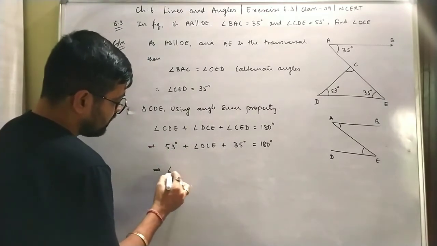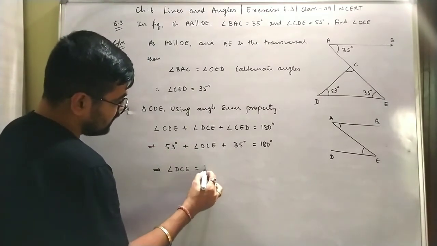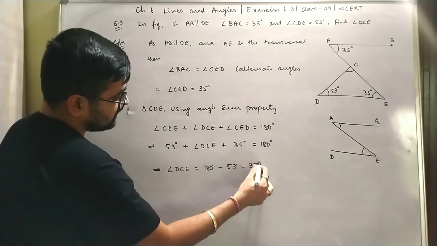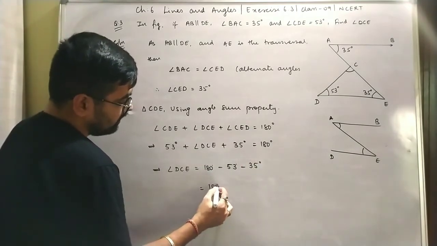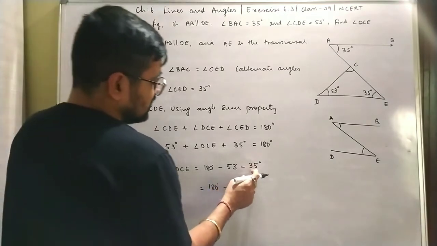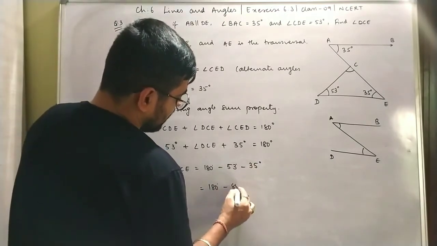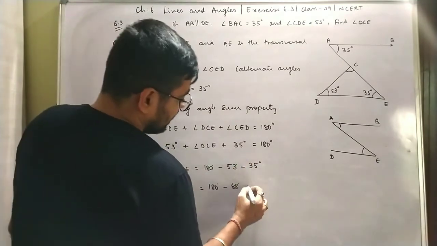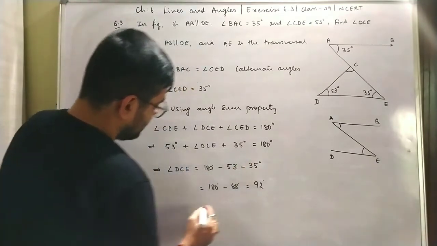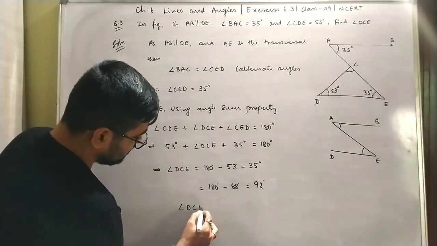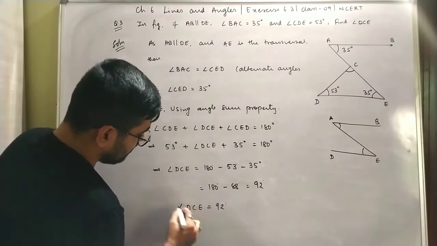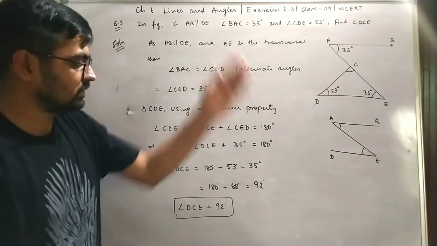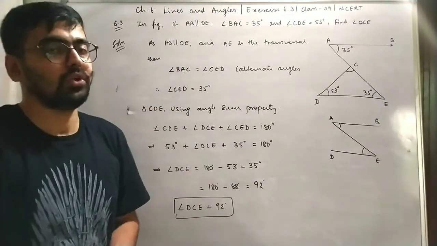So what will be my angle DCE? 180 minus 53 minus 35. So it will be 180 minus. So how much is this? 53 plus 35, both are 88. So from 180 take away 80, that is 100, and from 100 take away 8, so 92 degrees. So I got angle DCE is equal to 92 degrees. Am I clear? You can pause the video and note it down.